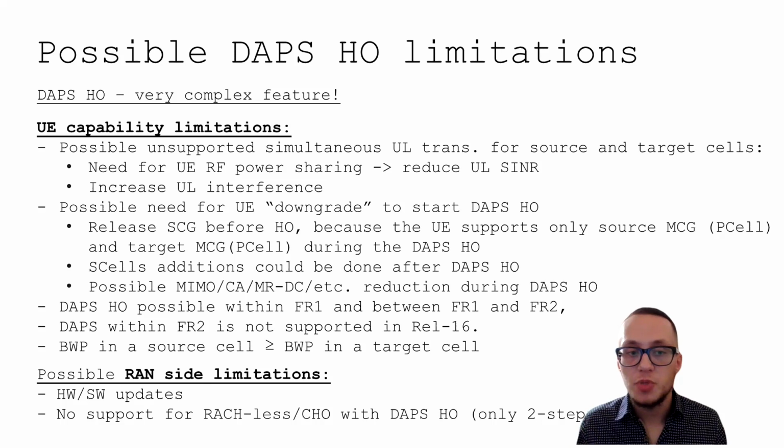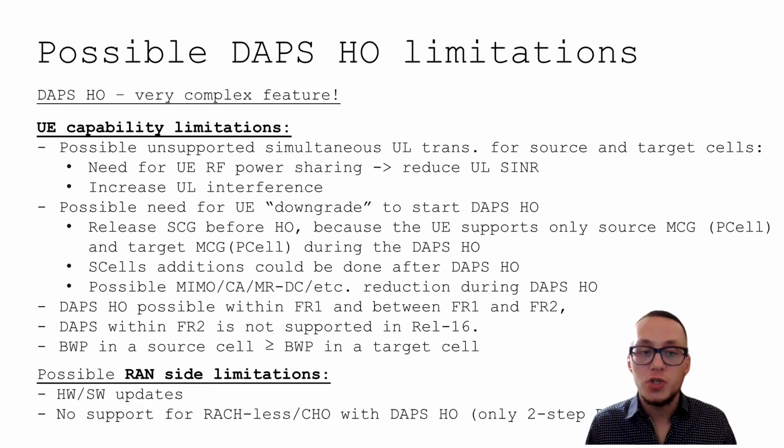Also, there is a description in 3GPP that DAPS handover is possible within FR1 bands and between FR1 and FR2, but it is not supported, at least for now, within FR2 bands. I think again it is about operating with large bandwidth parts. And talking about bandwidth parts, the bandwidth part in the source cell should be more than the bandwidth part in the target cell. It should be overlapped.